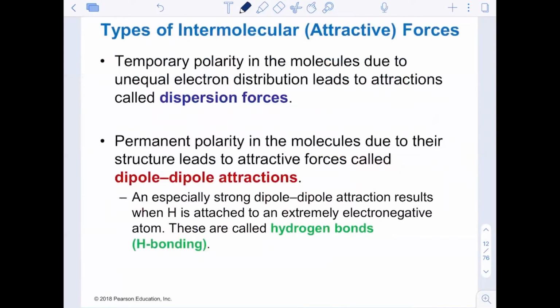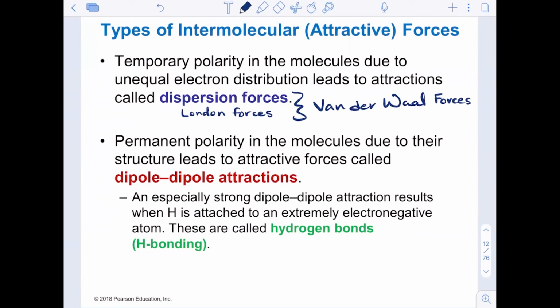So three main types that we're going to talk about in this chapter. First one's called dispersion forces, also called London forces, or sometimes combined London dispersion forces. They are also called van der Waals forces. Every molecule has London dispersion forces. Every molecule will have these temporary dipole moments where there's an unequal electron distribution that leads to attractions between other molecules.